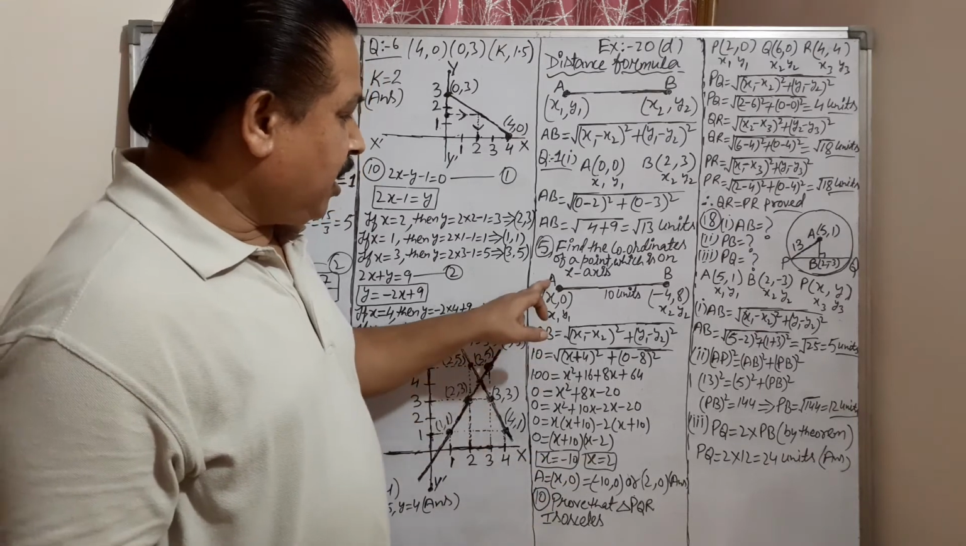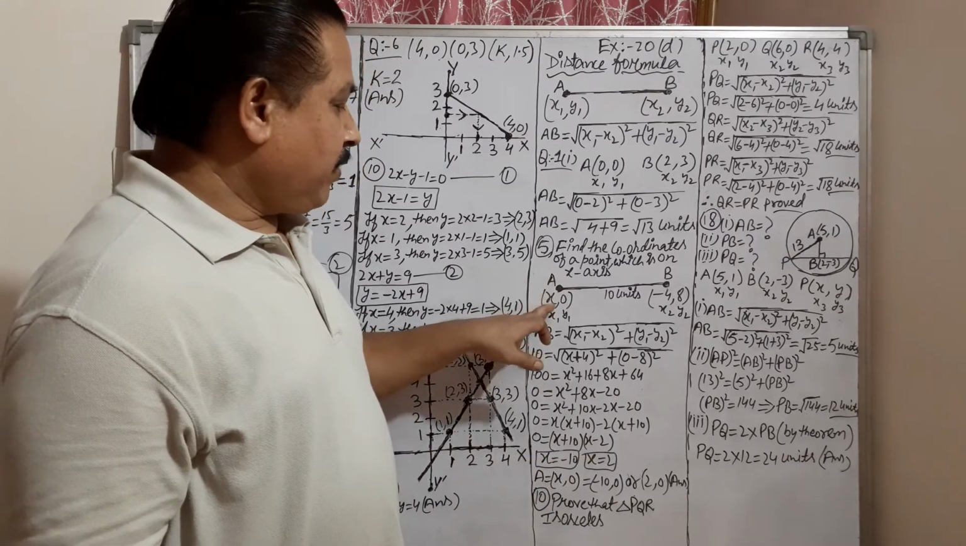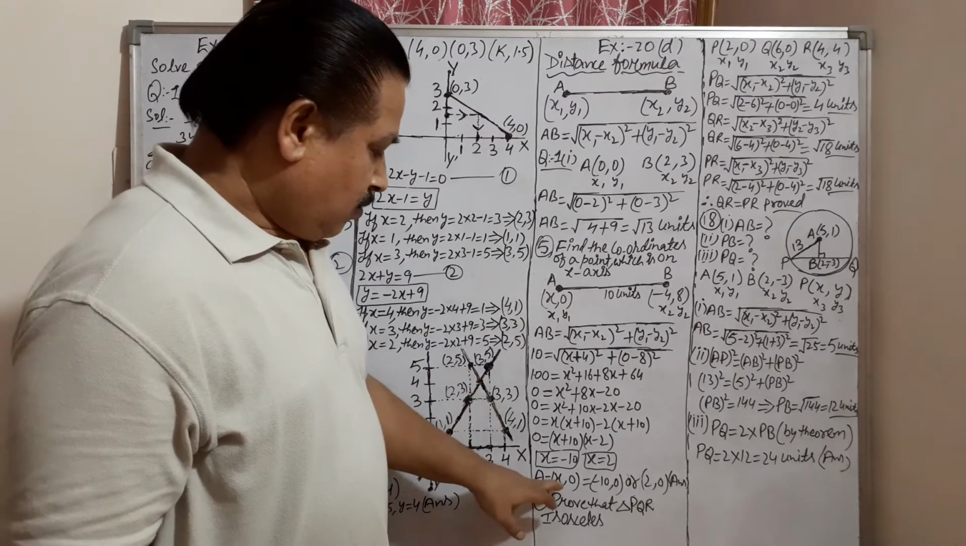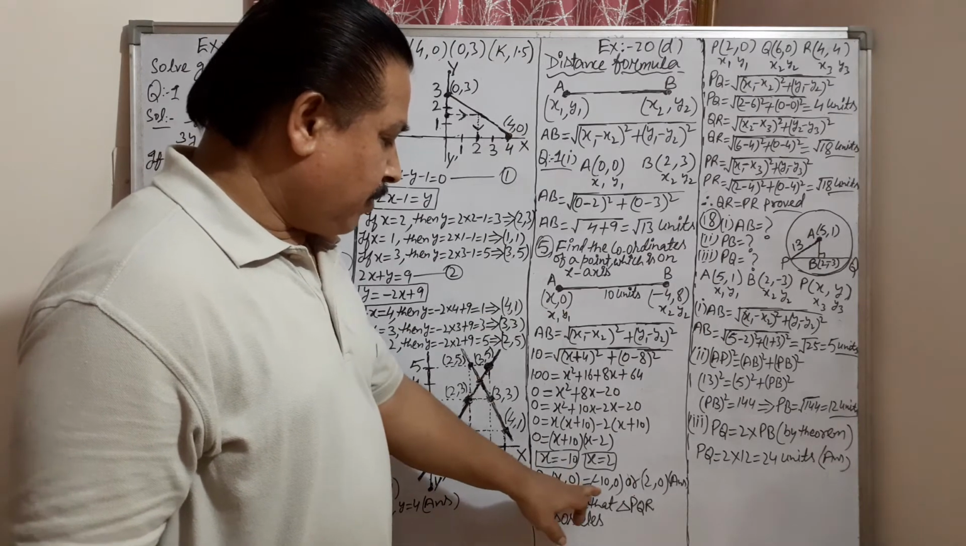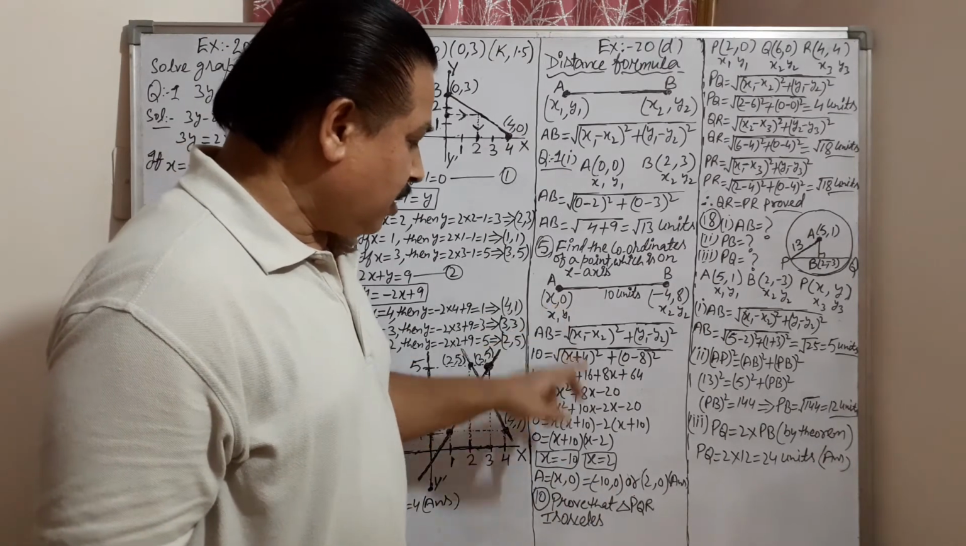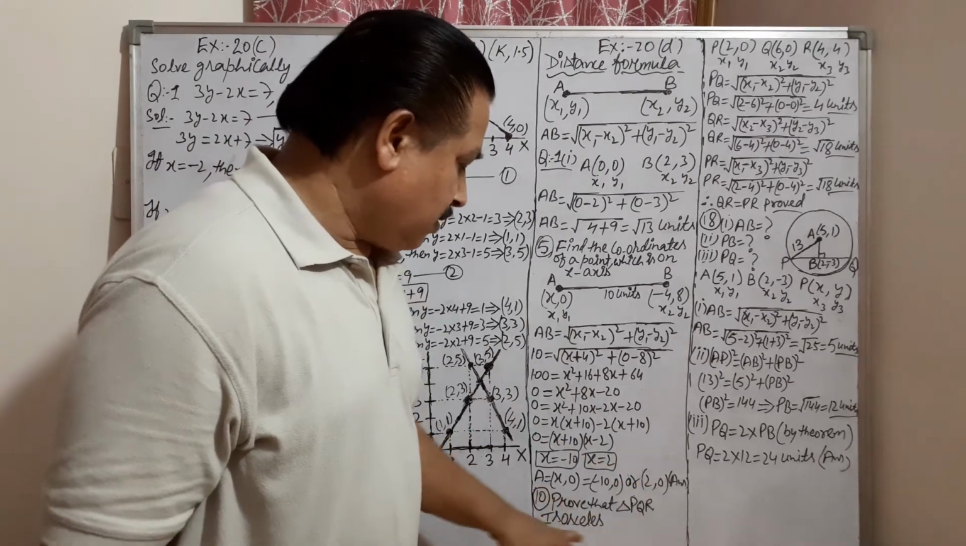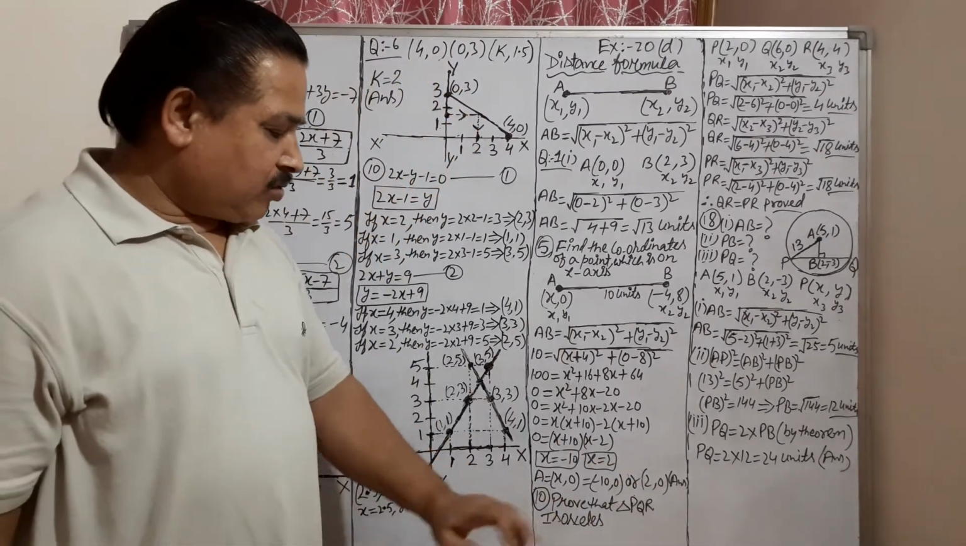Now tell me the coordinate of A. So the coordinate of A is (x, 0). In place of x you can take -10, so (-10, 0) is one answer. Another answer will be (2, 0). Now see the next question.